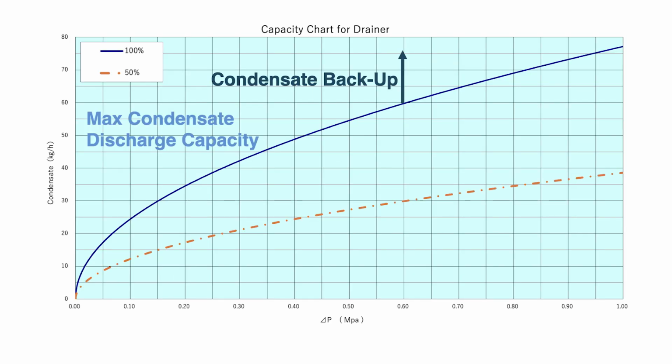Now look at this graph, this blue line. This line represents the maximum discharge capacity of the orifice. Any flow above this line is physically impossible. If condensate exceeds this limit, discharge failure occurs. In other words, there is a clear upper limit to the amount of condensate that can pass through the orifice.